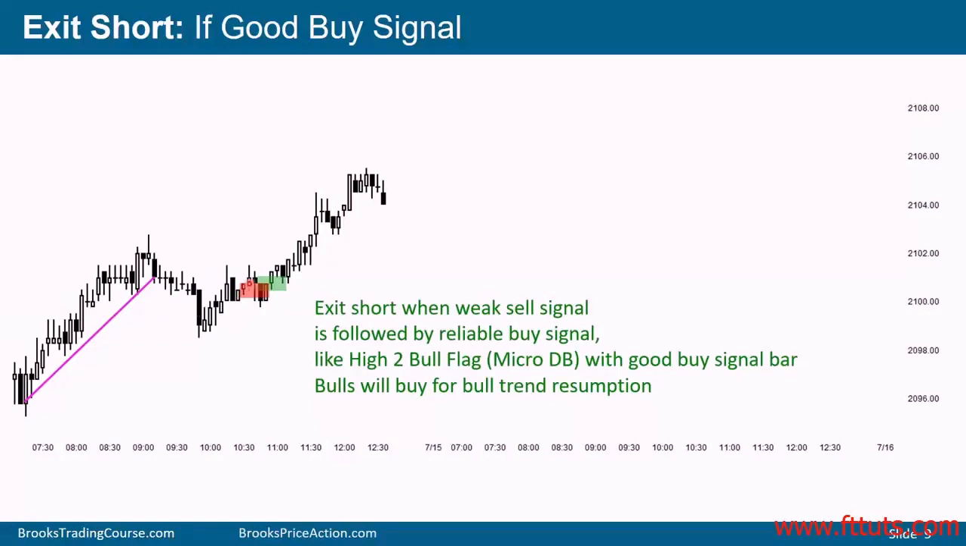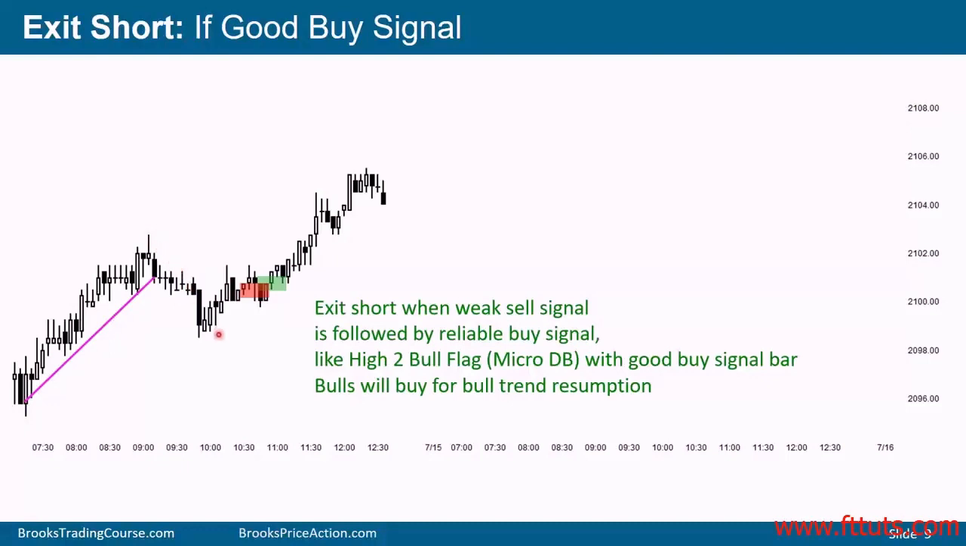If you had shorted below this bull bar, the market's still always in long. It never became short here. The bears did not get follow through. And therefore, if you sold below here, you have to exit above a bull bar. We have a double bottom bull flag and trend resumption up.